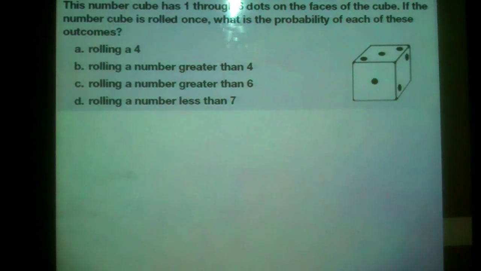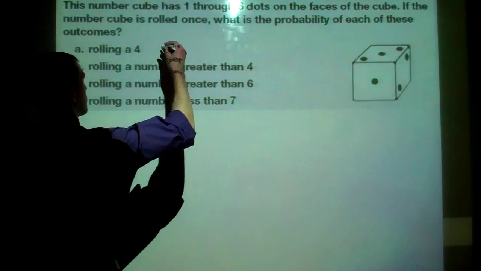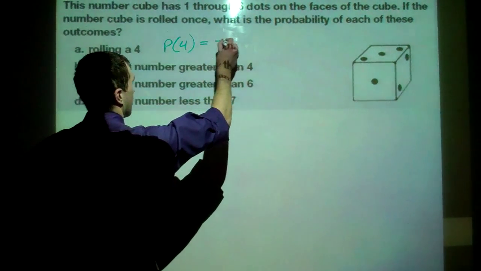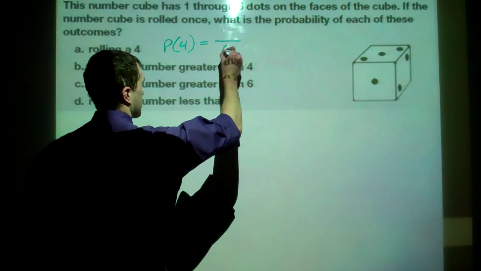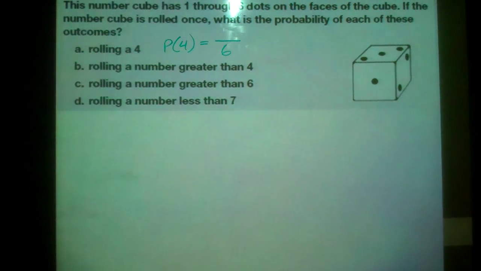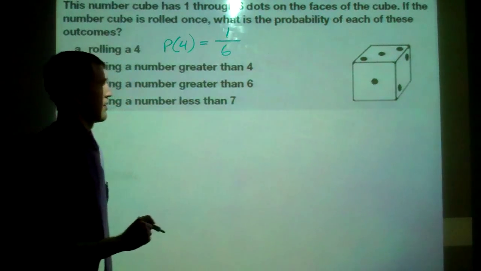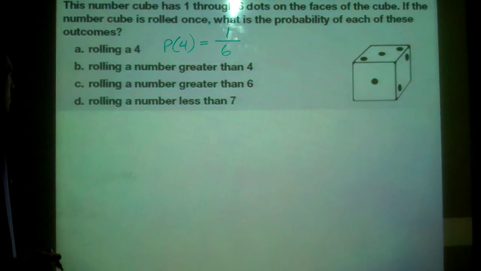Alright, this is a number cube. It has 1 through 6 dots on the faces, so basically a dice. If the number cube is rolled once, what is the probability of each of these outcomes? Letter A says, what is the probability of rolling a 4? We know the total number of outcomes is 6. And how many 4s are there on a dice? Well, we've got 1. So the probability of getting a 4 is 1 out of 6.